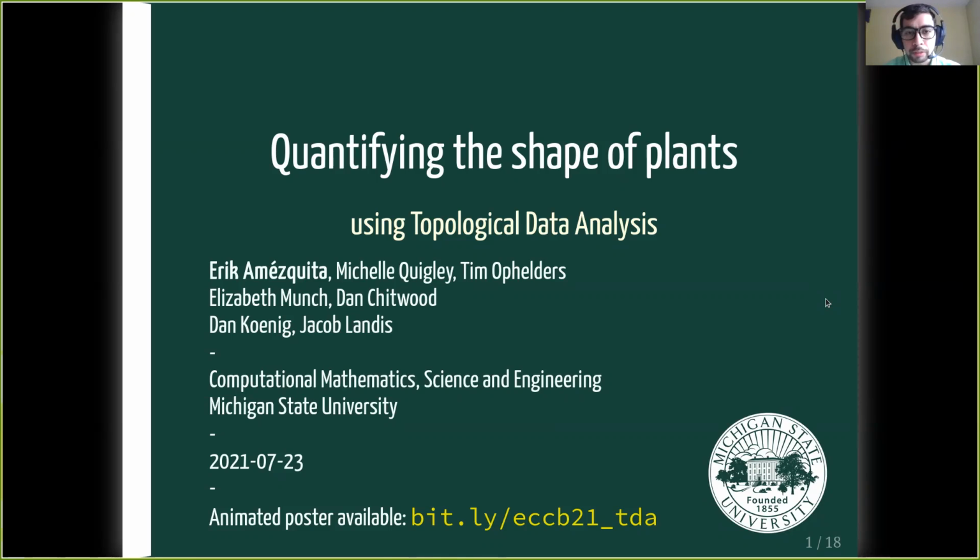I am a PhD student at Michigan State University, and today I'm going to talk about how to quantify the shape of plants using topological data analysis. This is a cool project that mixes a bit of math, a bit of image processing, a bit of machine learning, and some plant biology.